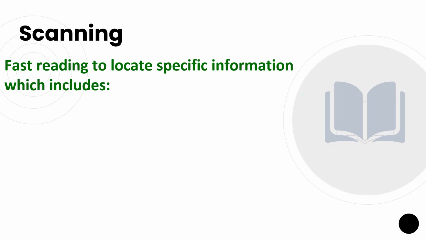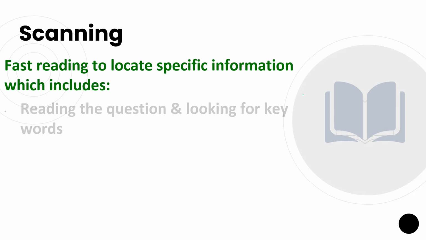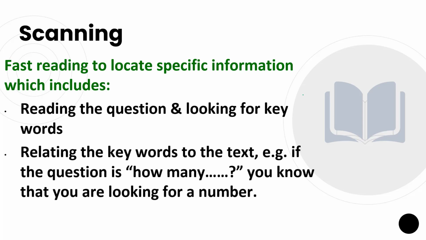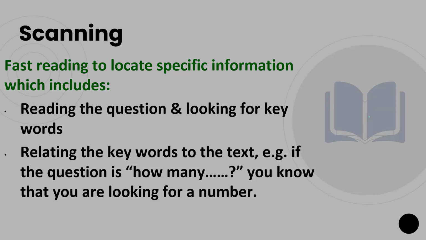Scanning is another type of fast reading to locate specific information, and this includes reading the question and looking for keywords. So you read the question first and underline the keywords, then try to relate the keywords in the question to the text. For example, if you have the question "how many," you know that in the text you are looking for a number. So now let's practice.